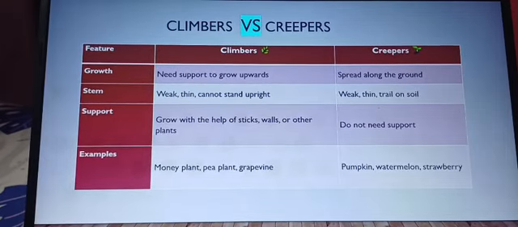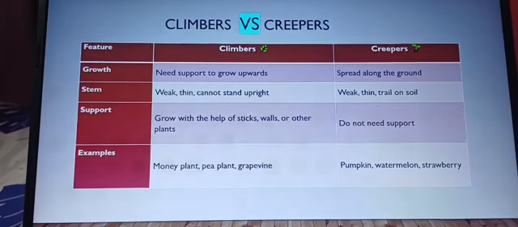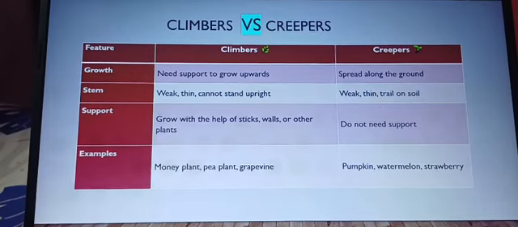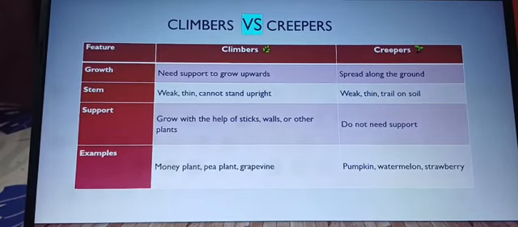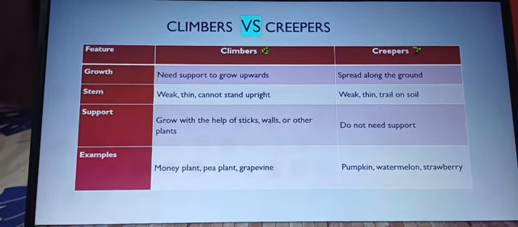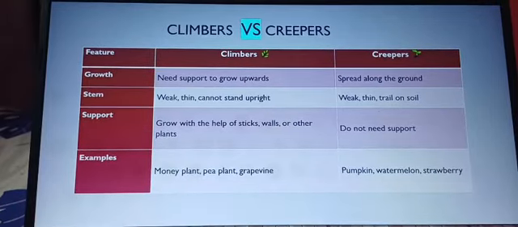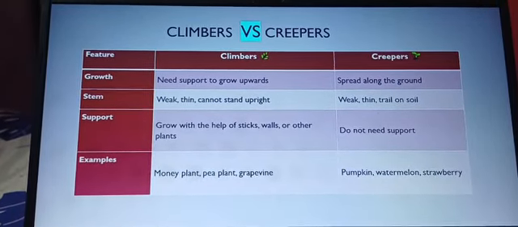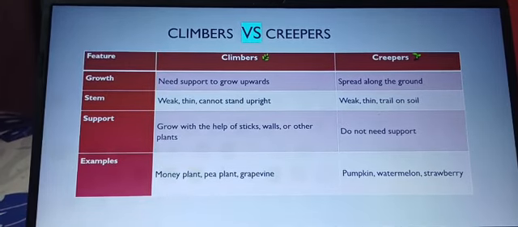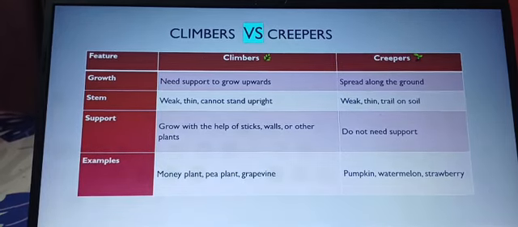We have also seen that climbers grow with the support of sticks, walls or other plants, while creepers do not need any support to stand up. Why so? Because they don't stand up as a plant. They crawl on the ground. They grow along the ground. Examples of climbers: money plant, pea plant, grapevine, whereas examples of creepers are pumpkin, watermelon, strawberry.